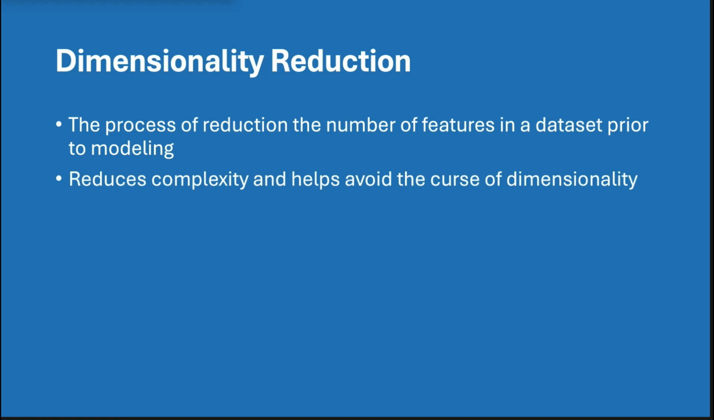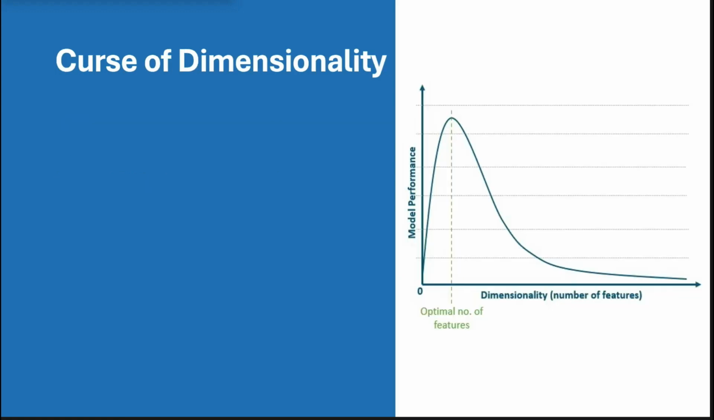True to its name, dimensionality reduction involves decreasing the number of features or dimensions within a dataset. This process is crucial in machine learning as it minimizes the time and storage needed for data processing. Additionally, it enhances data visualization and improves model interpretability while helping to prevent the curse of dimensionality. The curse of dimensionality is a concept in machine learning that refers to the decline in a model's performance as the dimensionality of the training data increases.